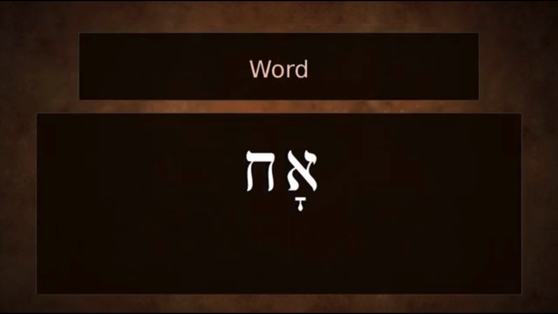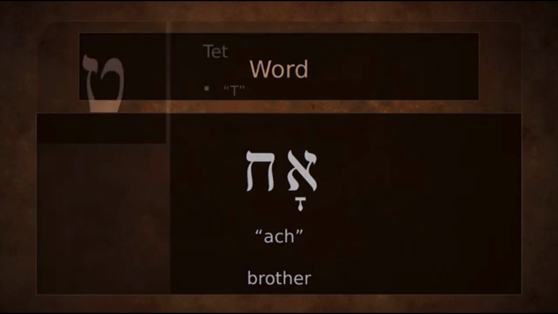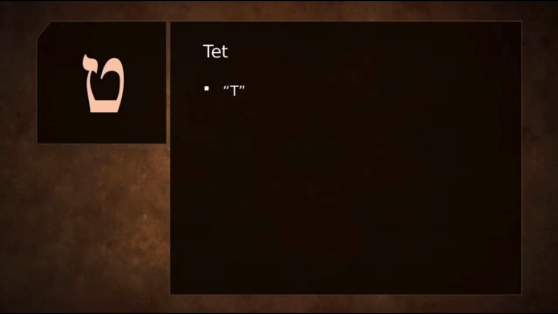With that chet, we can make our next word. This word is spelled aleph, kamatz under the aleph, and then chet at the end. So let's pronounce this word. The aleph is silent, and then the kamatz makes the sound ah. And finally, the chet makes the sound ch. Altogether, this is pronounced ach. Ach means brother.